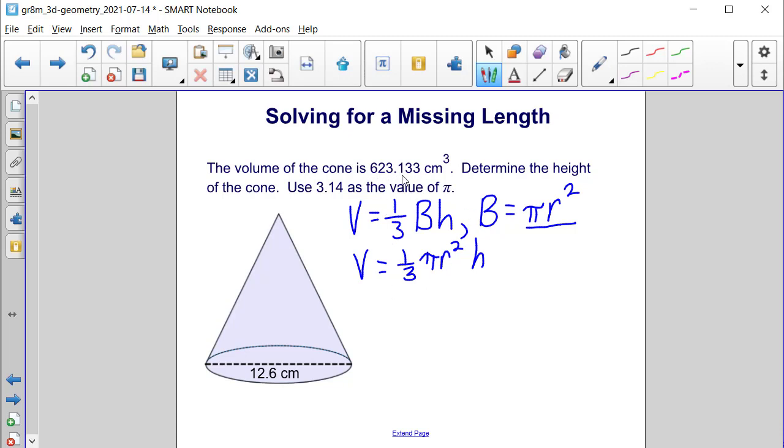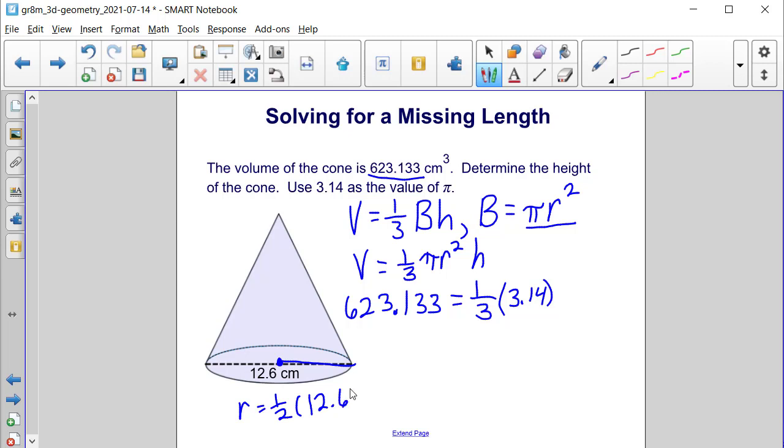So now let's substitute in the values that we know. We know that the volume is 623.133, and that's equal to 1/3. It says use 3.14 as the value of pi. And we know that the diameter is 12.6 centimeters. So then the radius is going to be half of this value. So half of 12.6 is 6.3. So 6.3 squared times the height, which is the unknown part. So we're still going to have 623.133 for the volume.